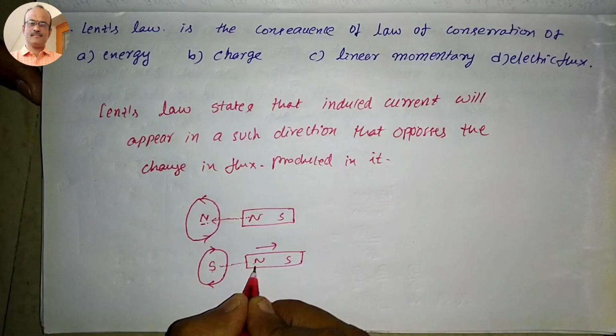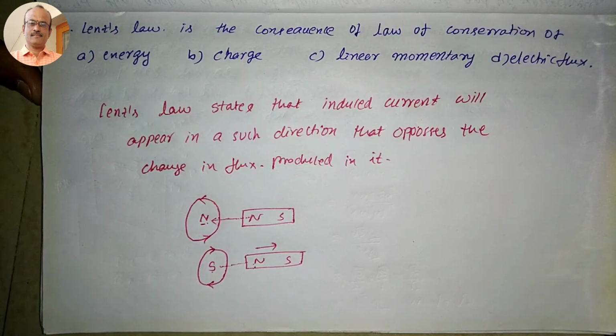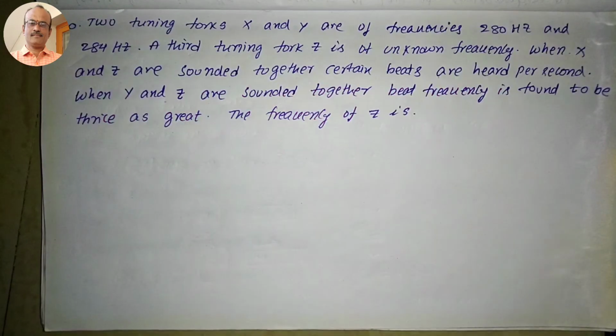So that means what happens here? Energy conservation takes place. So that's why, which option is correct here? Option A is correct. That means Lenz's law is the consequence of law of conservation of energy.